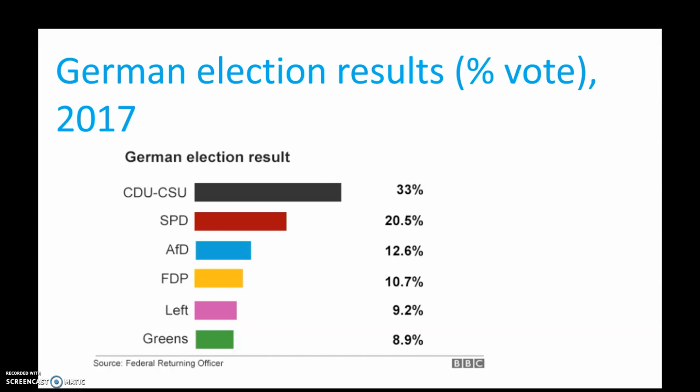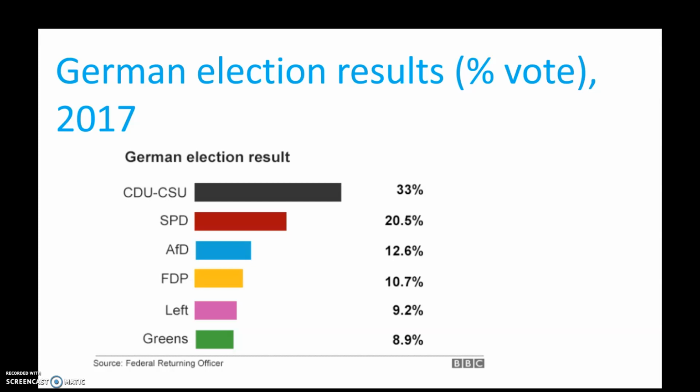Germany has a multi-party system, and this graph shows the results they had in 2017. This is the percent of the vote the parties got. The percent of seats they got in the German parliament was similar because they have a proportional type system. You can see Angela Merkel's CDU-CSU party, which is two parties merged together, 33%. But you've got the left party, the SPD, 20.5%. The far right, the AFD, 12.6%. The Liberals, 10.7%. The Left and the Greens, 9 and 8%. So again, it's a multi-party system.